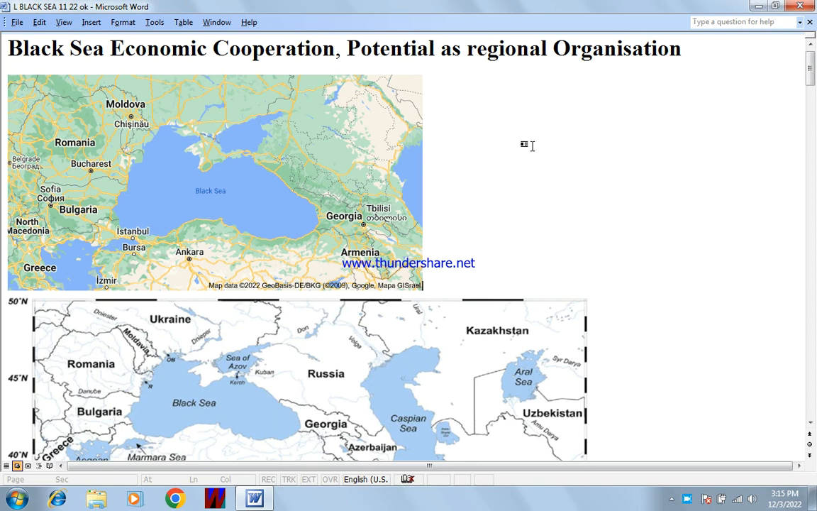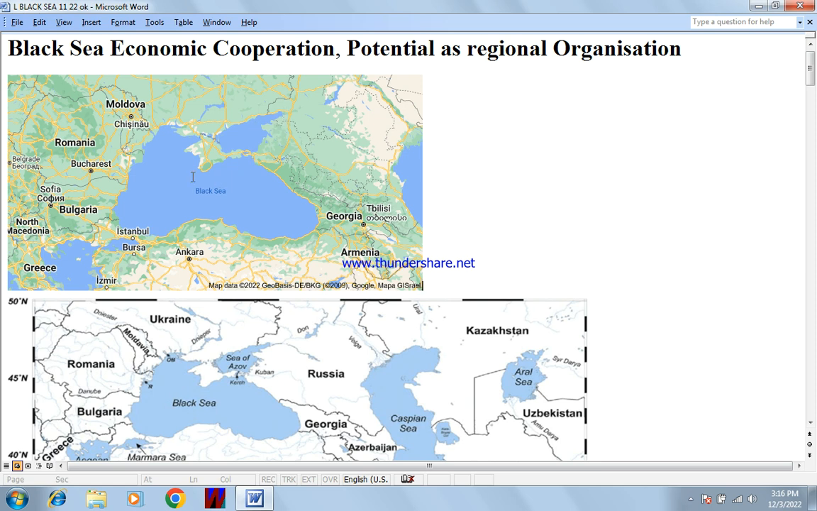Today's topic is very important and it is of regional organizations of the world. That is Black Sea Economic Cooperation potential as a regional organization. Let us see something on map to understand fully.